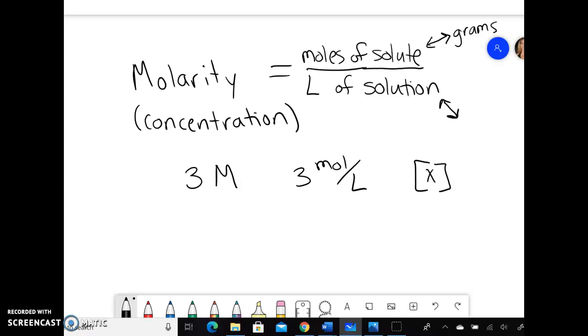Same thing with liters. This one has to be in liters. So if they give you milliliters, you need to convert it to liters first before you plug it into this equation. And again, there's 1,000 milliliters in 1 liter. And that is pretty much it for this equation.